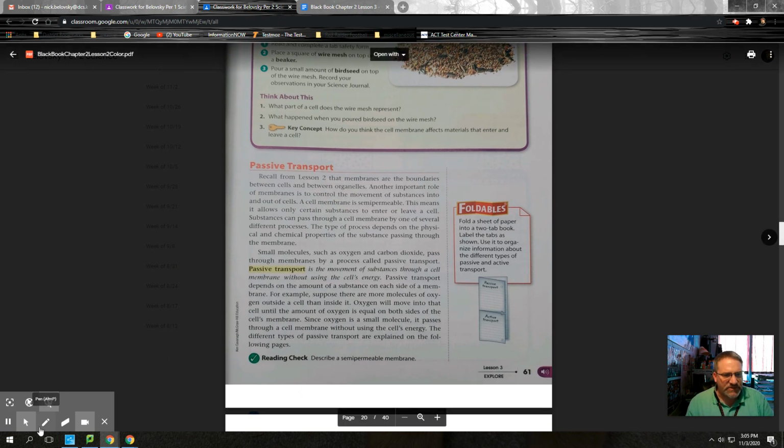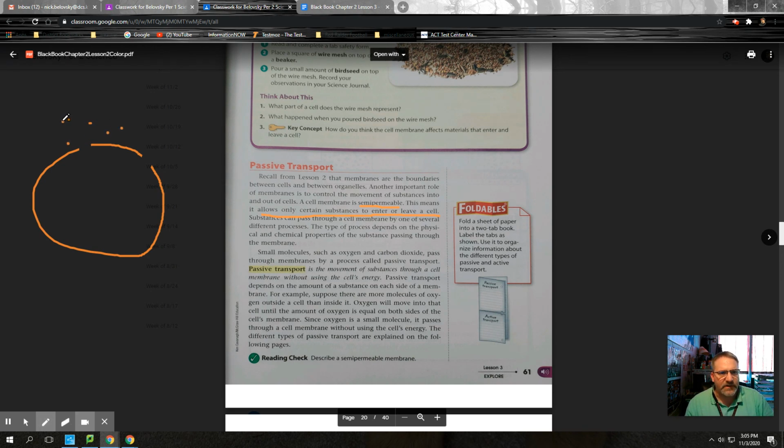All right, let's get started here. The first word that we need to know is semi-permeable. Now right here is where the word is, and the definition is here. This means it allows only certain substances to enter and leave the cell. Semi-permeable means that the cell, if we got a cell right here, that's the cell membrane right there, it will allow certain things to come in and out.